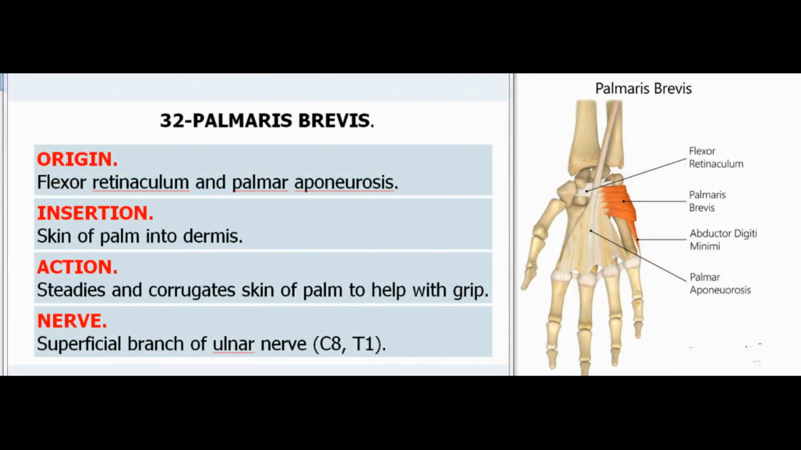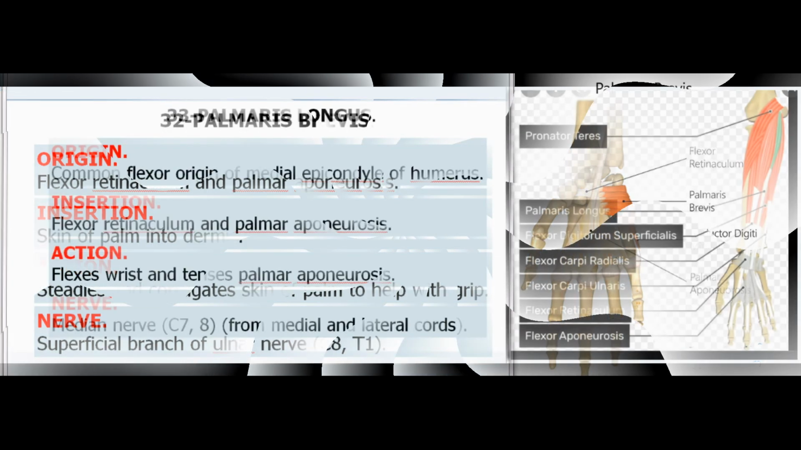32. Palmaris brevis. Origin. Flexor retinaculum and palmar aponeurosis. Insertion. Skin of palm into dermis. Action. Steadies and corrugates skin of palm to help with grip. Nerve. Superficial branch of ulnar nerve, C8, T1.